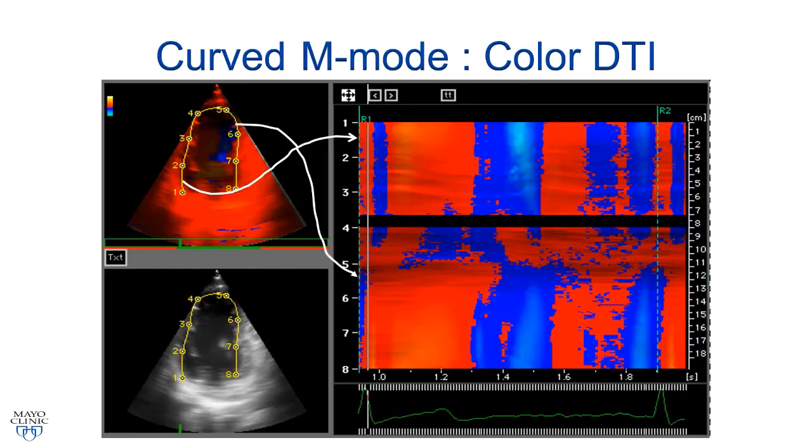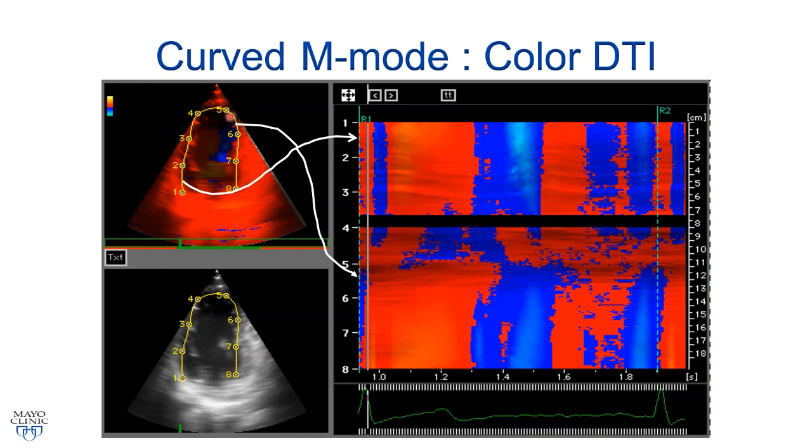Now here we are seeing curved M mode using the principles of color tissue Doppler. And what we've done here is we've traced the myocardium from the annulus here all the way around to the other side. And then on the right, we're displaying the distribution of these velocities in the various segments over time.